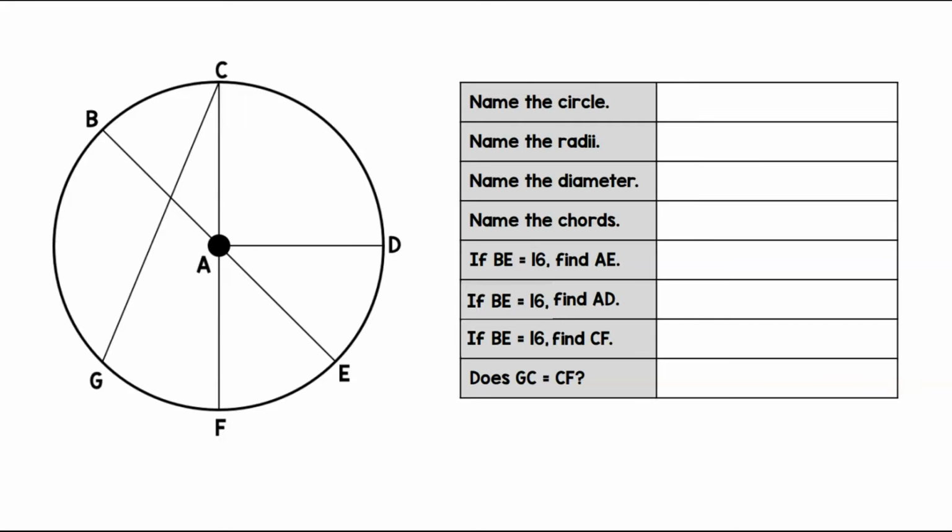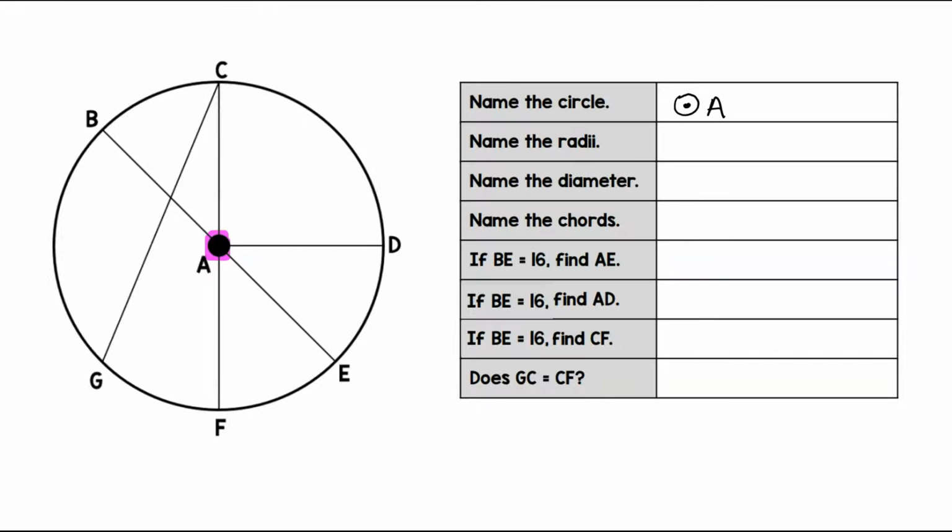Okay, so here we have a circle with lots of segments in it. And on the right-hand side, we're going to answer all the questions. The first one says to name the circle. A circle is named by its center. So if the center is point A, we are going to call this circle, you put a dot inside of it, A.